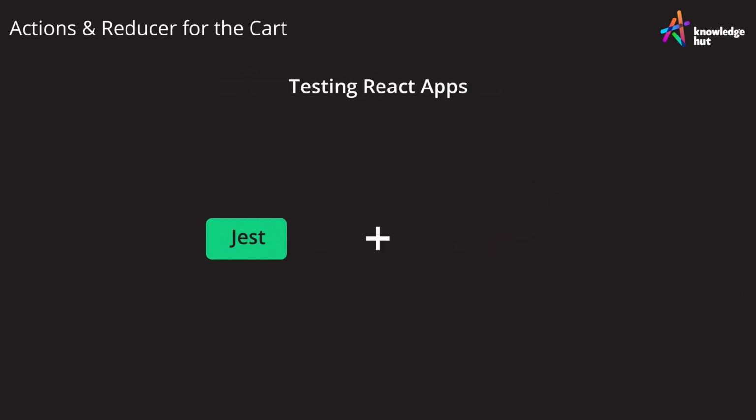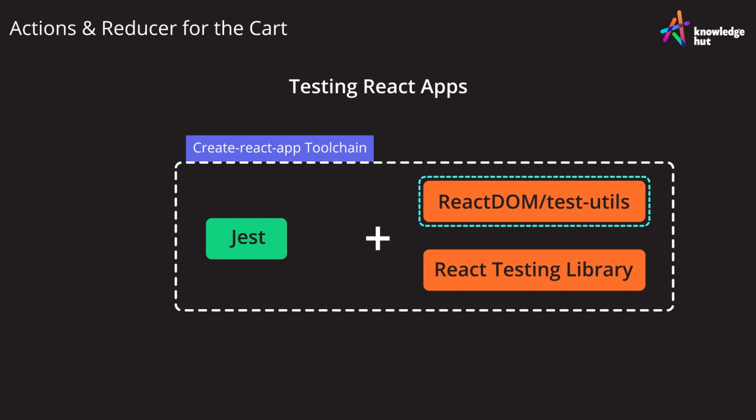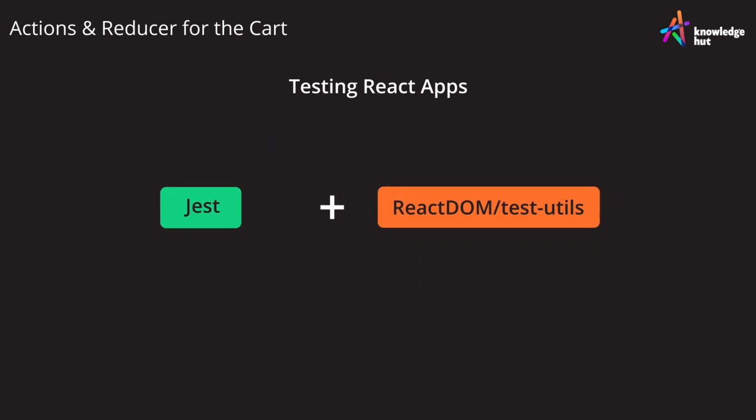But besides Jest, when working with libraries like React, we also need special tools to render components and applications in a way that provides complete access to React features. When setting up a toolchain using Create React App, a special edition of Jest comes pre-configured and ready for use with the test utils from the React DOM library and the React Testing Library. So out of the box, you can start writing tests without any setup whatsoever.